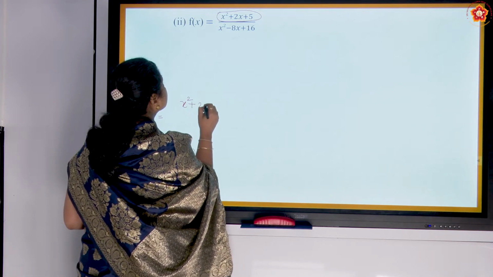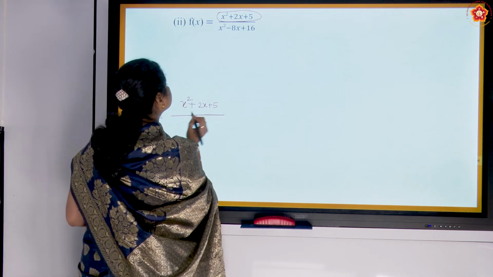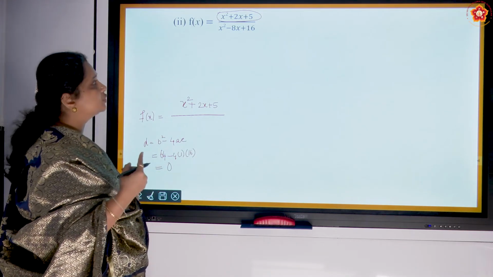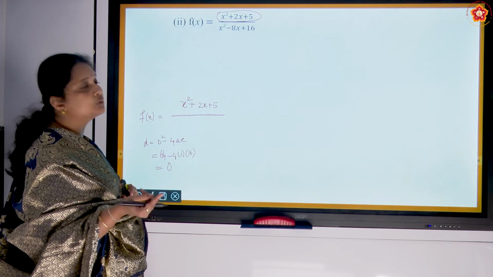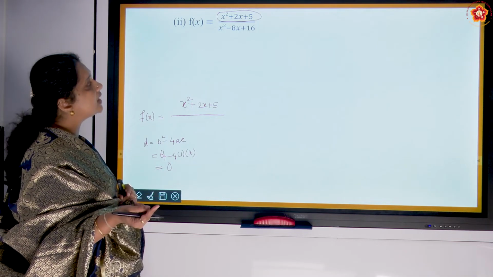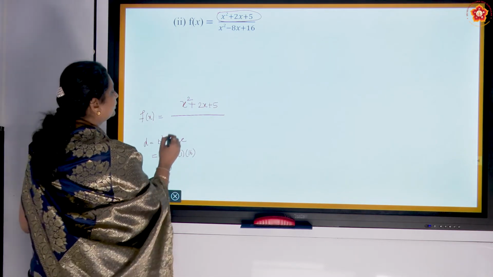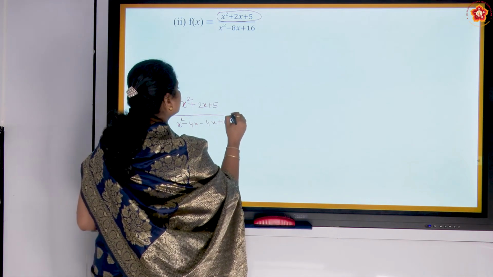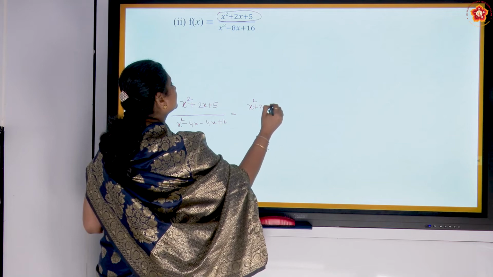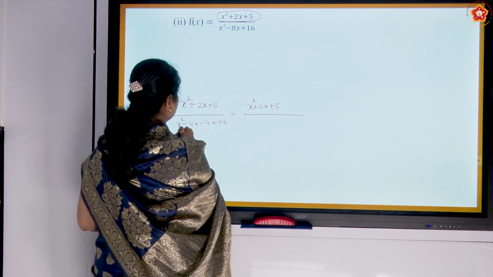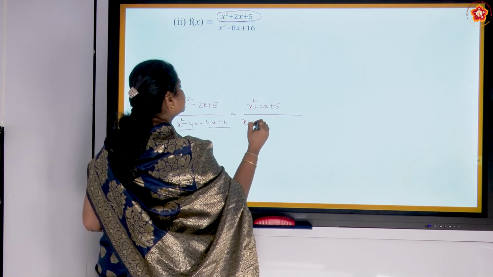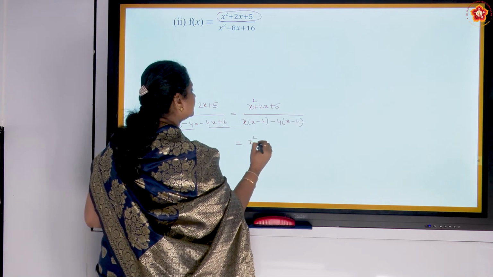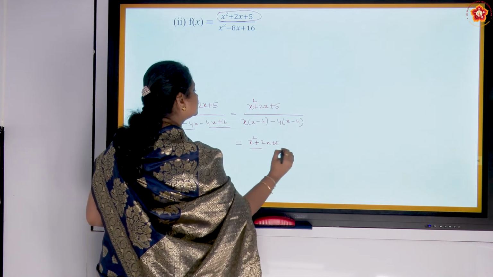So we have x square minus 8x plus 16, and let's split the middle term. We need to split it such that when you sum those two numbers, it should be minus 8, and when you find the product of those two numbers, it should be 16. So the numbers are minus 4 and minus 4. So x square minus 4x minus 4x plus 16. When I factorize this, I can take x common outside, x minus 4 into x minus 4. So this is basically x minus 4 the whole square.